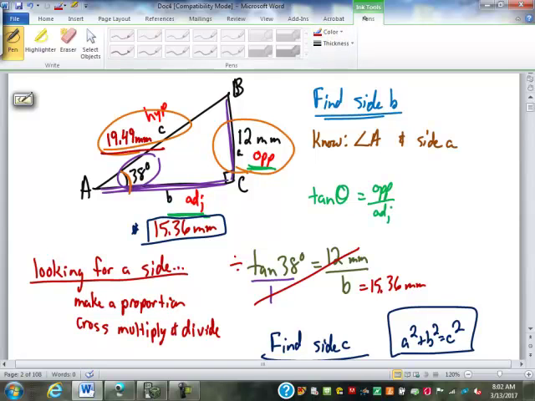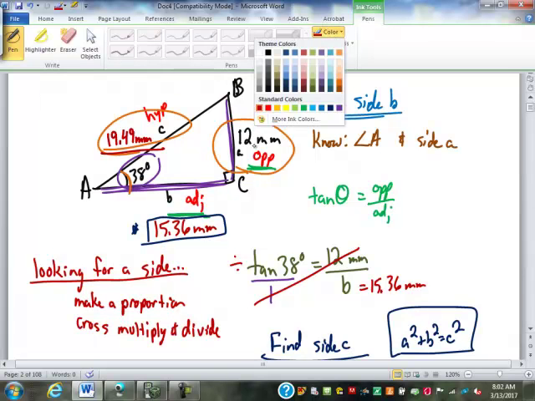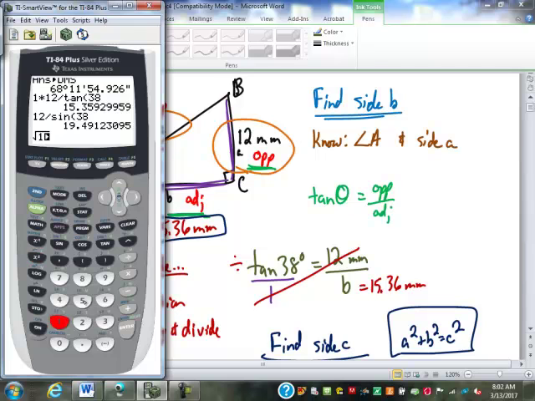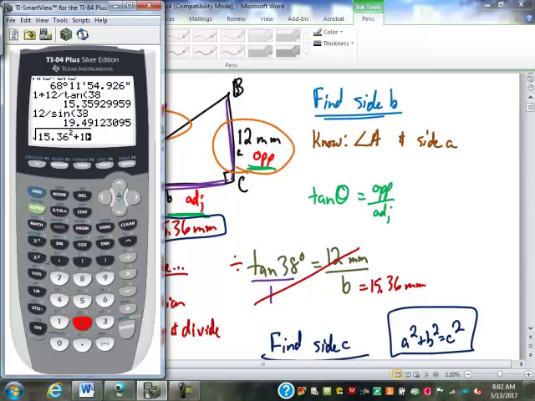Now if I really wanted to, I could double check this. I could put the 15.36 and the 12 in and I could square them and see if it comes out. So let's do that. What'd you say? It does? Okay. And yeah, it does give me 19.49. You can see there's a little bit of round off error because it's 4917 instead of 4912.